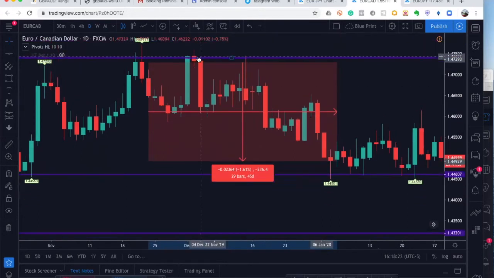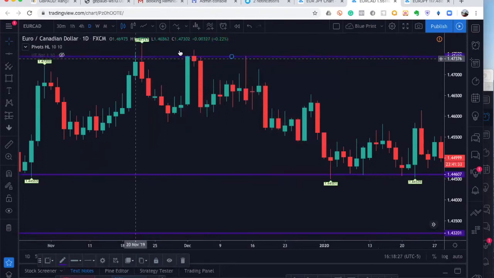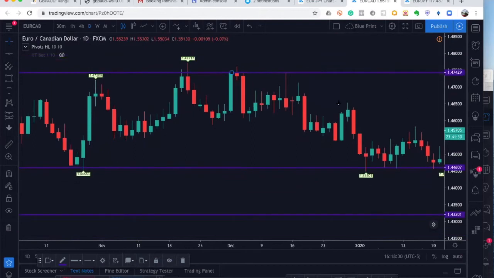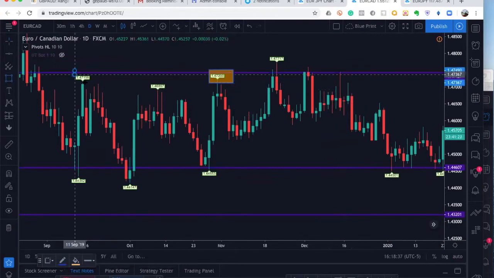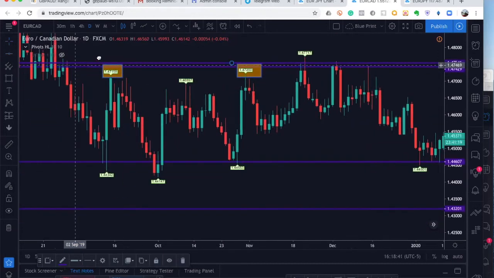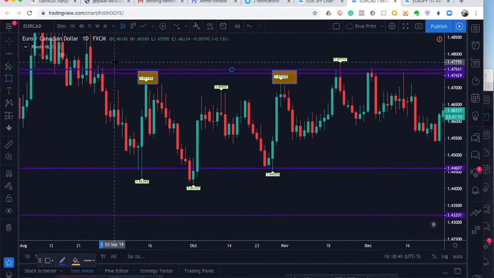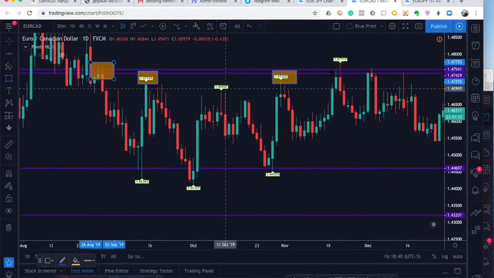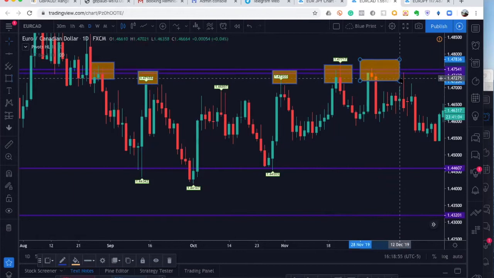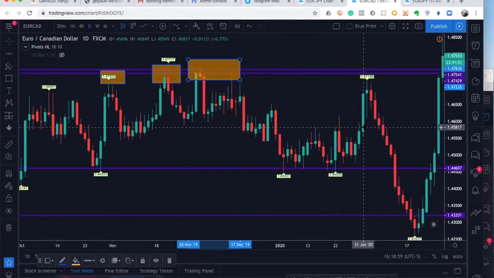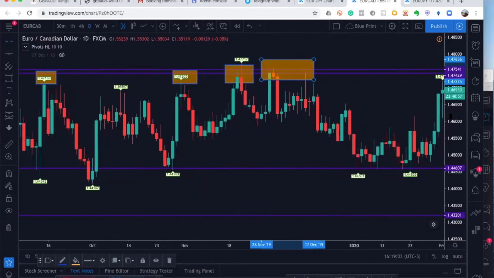Because I've got this line right here telling me that this is an area where price came to. So watch this. Price came to this area one time, two times, three times, four times, five times, six times. What's the likelihood? Let's pretend, what's the likelihood that price is going to fall now? It's creating a high. It's trying to come back up there. What do you think price is going to do? It's been here six times.